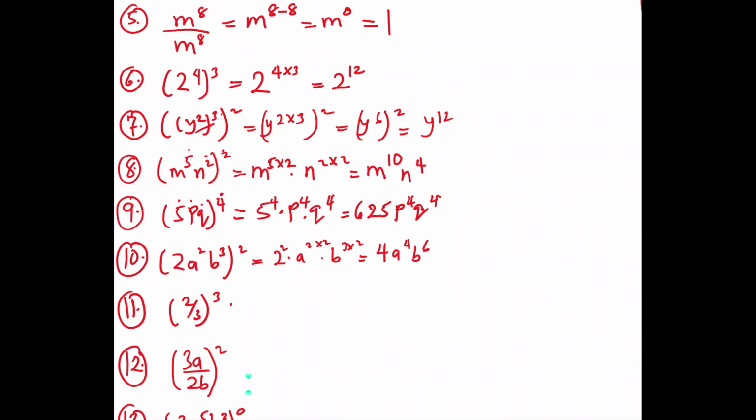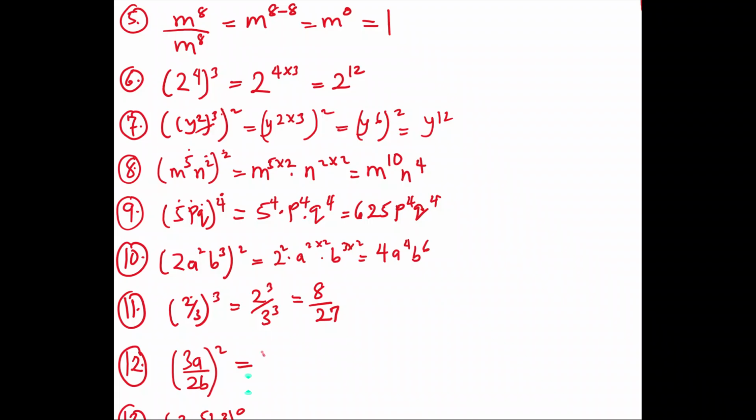So number 11, we have 2 over 3 all cubed. So let's just distribute it into these two. So that will be 2 raised to power 3 over 3 raised to power 3. Okay, 2 raised to power 3 is 8, 3 raised to power 3 is 27. So we get 8 over 27 for that.